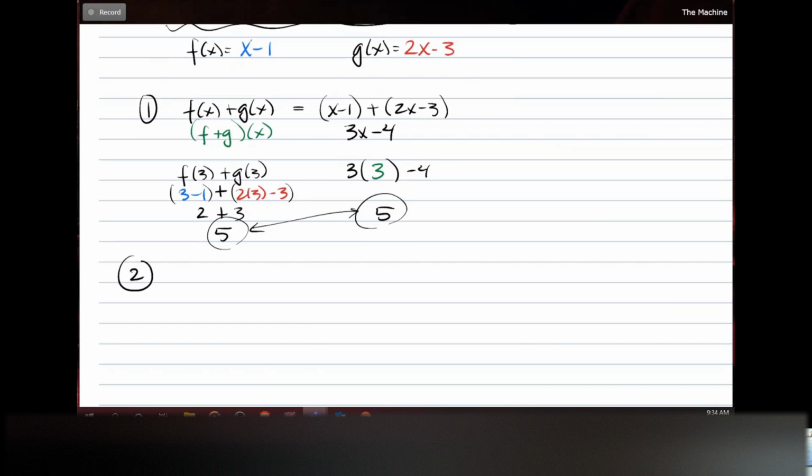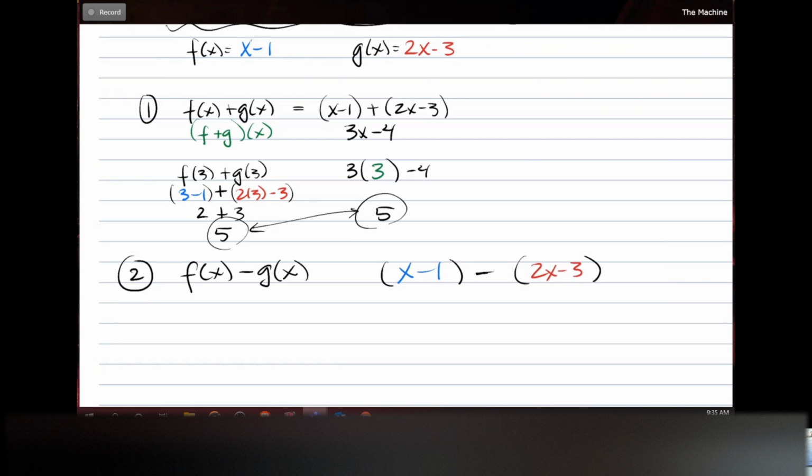Okay. If you can add functions together, what else can you do? You can subtract them. So what is f of x minus g of x? That's going to be the group, something, something, minus the other group. Yep, x minus 1 is the first one. The second one is going to be 2x minus 3.